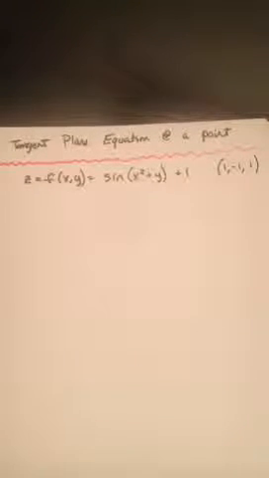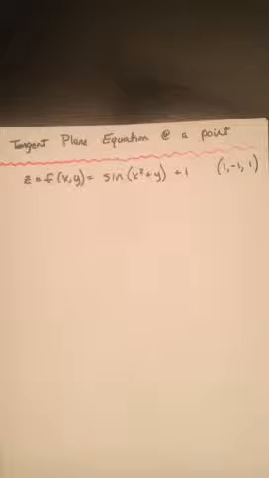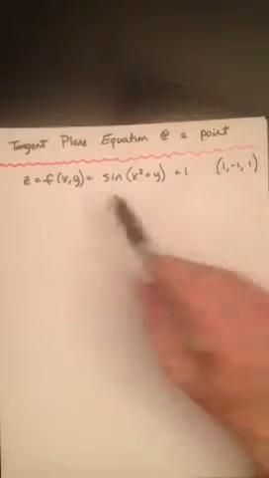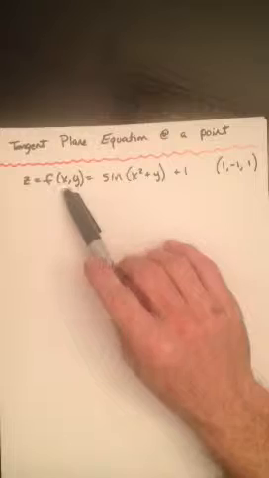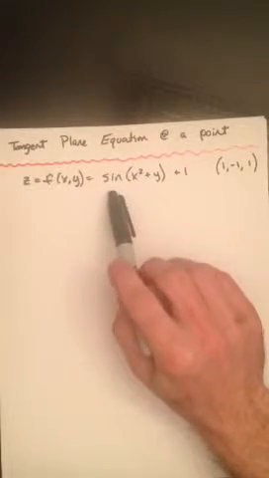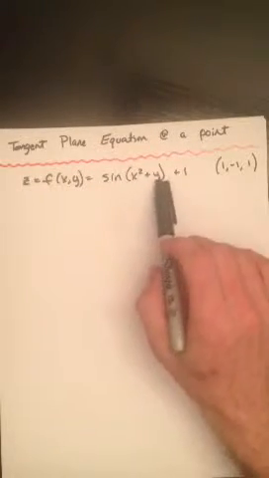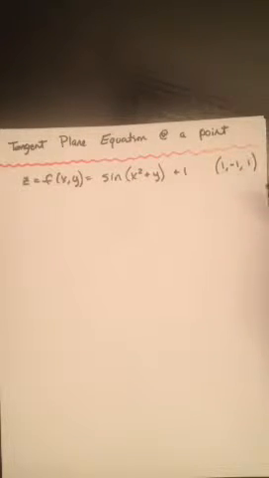For my discussion problem, I chose a problem from our chapter 13 homework, number 2, problem number 4. It's determining the tangent plane equation at a given point. The problem goes as follows. z is equal to a function of x and y, which is equal to the sine of x squared plus y plus 1 at the point (1, -1, 1).